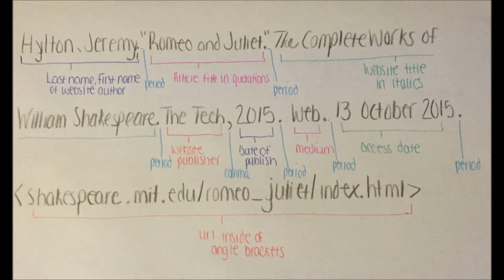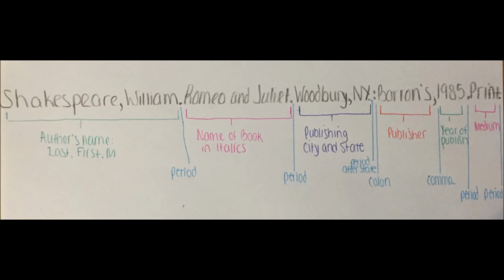Next, you'll want to type the date in which you accessed the web page, ending with a period. The way you want to write the date is day, month, and then year. Lastly, you should type the URL of the web page inside of angled brackets. The last thing we're going to look at is how to write a citation for a book.